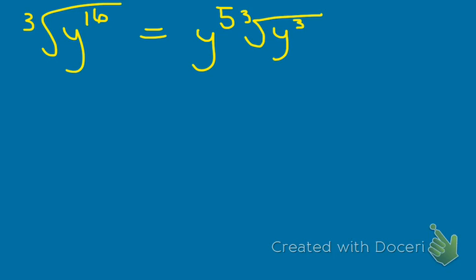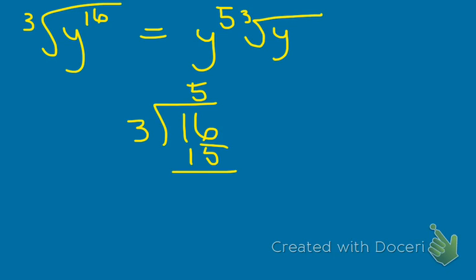Hold on. 5 and 3 is 15. So that's not going to work. So if I did 16 and then I divided it by 3, you said it goes in 5 times, right? So that's 15, with 1 left over. So then I have a little 1. It's just that. Okay.